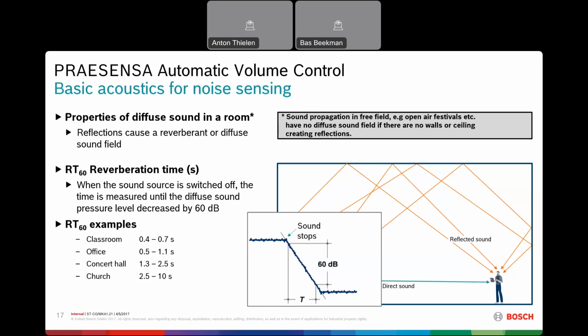When you look at sound propagation in free field, for example open air festivals, there you don't have any diffuse sound, because there are no walls or ceilings. So there, this doesn't exist. The more reflections, the longer the RT60.